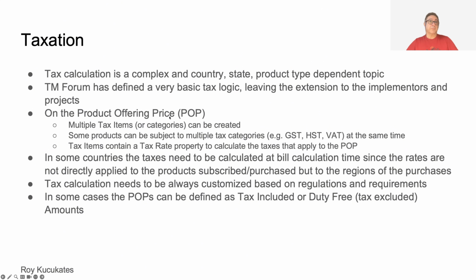On the product offering price, you can have multiple tax items or categories. And some products can be subject to multiple tax categories like GST, HST, VAT, or any other tax that applies in that country. And the tax item contains a tax property, a tax rate property, and a category as well.